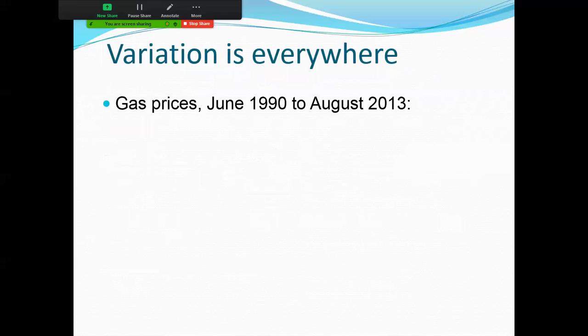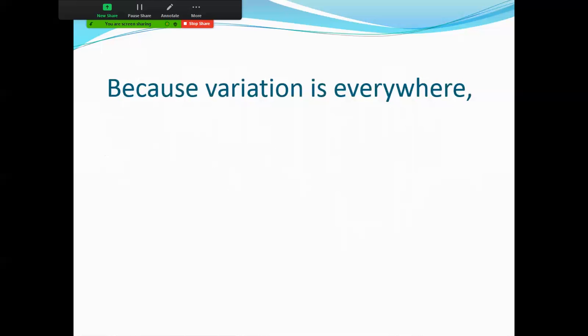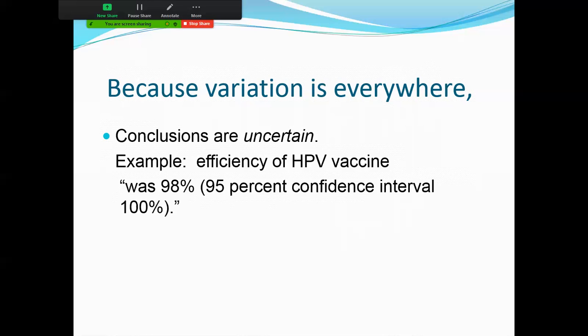Variation is everywhere. Gas prices from June 1990 to August 2013. Because variation is everywhere, conclusions are uncertain.